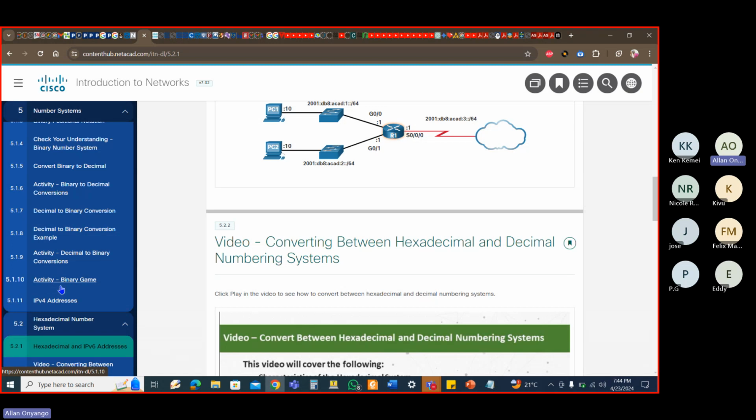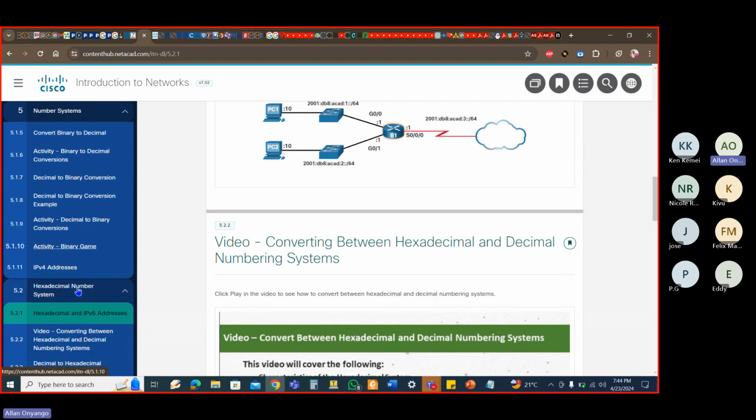But anyway, 5110 is a game. I plead with you, keep on playing it until we get to chapter 11, because it's going to shape your thinking, because the heart of this course is chapters 11 and 12. We call it the last networking math 2. So 5110 is a game, the binary game. Please keep on playing it.